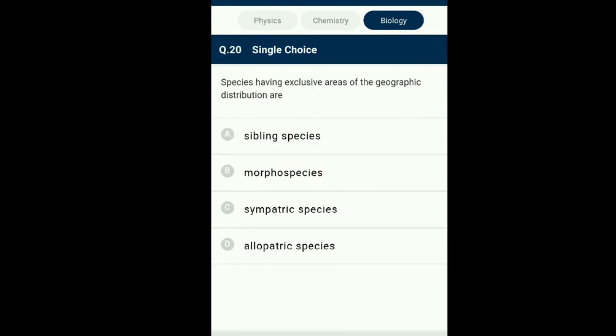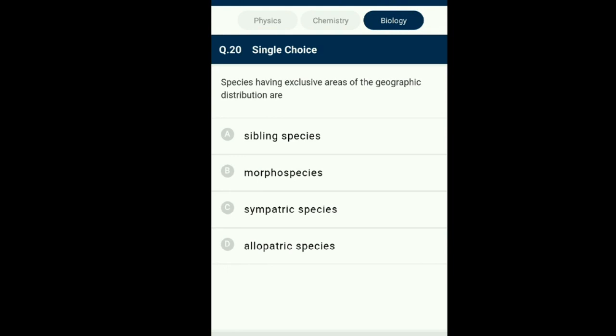Question number 20. Exclusive areas of the geographic distribution are: a species is a group of similar individuals that produces offsprings that are fertile and capable of interbreeding. If a species population is reproductively isolated due to geographical barrier, this results in development of 2 separate species. Such species are called allopatric species. These species have exclusive areas of geographical distribution.